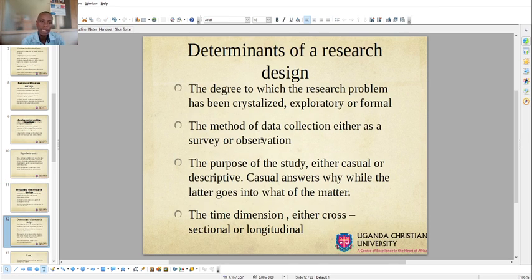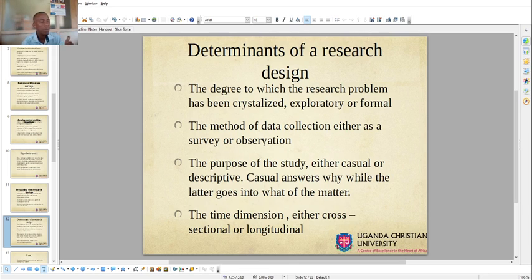Determine and solve a research design. So there are several research designs. We'll have a bigger topic on research designs. But we can briefly talk about what determines a research design a person takes. One, the degree to which the research problem has been handled. It determines the design choice.